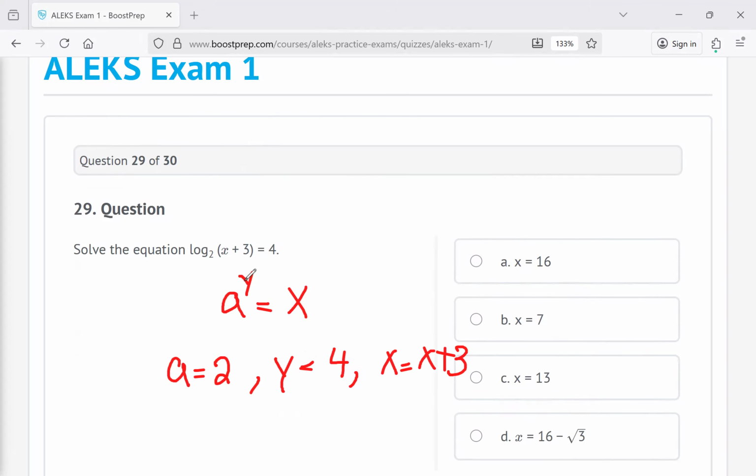Okay, so we have that. Now let's put it in the form of a to the y equals x. So my base is 2, my y is 4, and my x is x plus 3. Okay, continue solving. What's 2 to the 4th? 16. And then solve for x and subtract 3, and I get 16 minus 3 is 13.